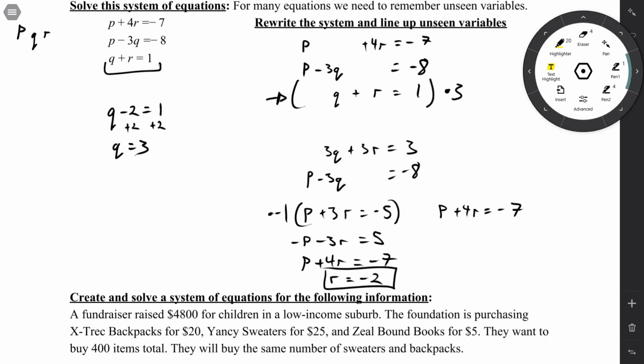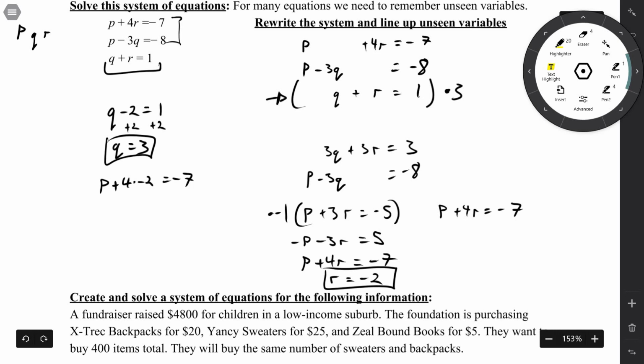And now we can plug either Q or R into these top two equations. Totally up to you. I'll plug it into the top one just because there's more positive numbers up there, I guess. Not really any real reason. We have P plus 4 times negative 2 equals negative 7. So that means P minus 8 equals negative 7. If we add 8 to each side, we get P equals 1.